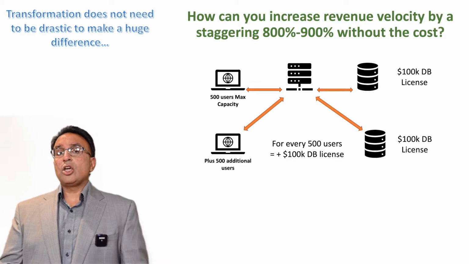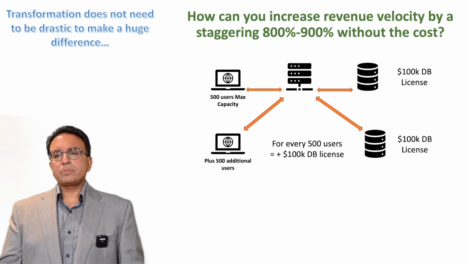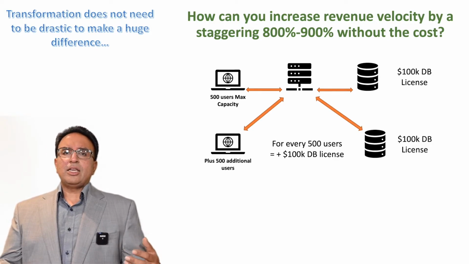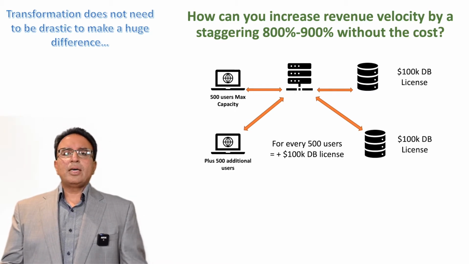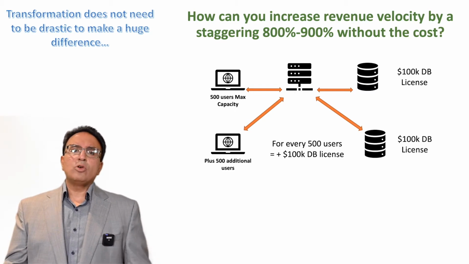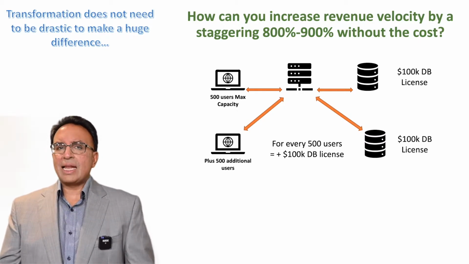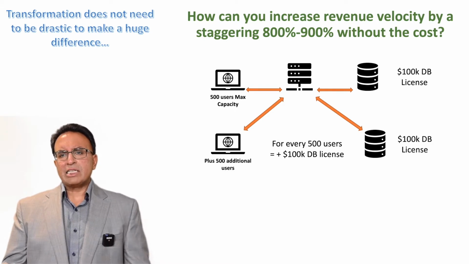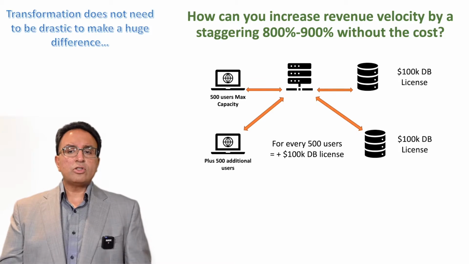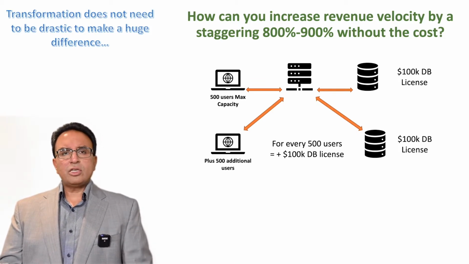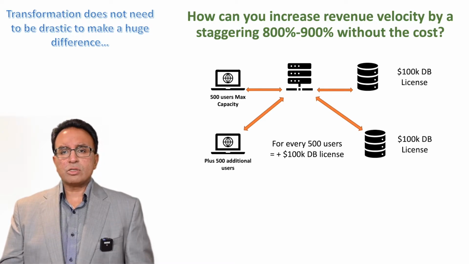Does it go up into production straight away? There's a whole bunch of factors involved. Now, I'm not saying your database licenses cost $100,000. It could be more, it could be less, but you can get the idea. Every time you want to add more users to handle the demand, you're going to have to scale out the architecture. So in this example, for every 500 concurrent users that you want to add to handle the velocity of business coming in, you have to spend $100,000.